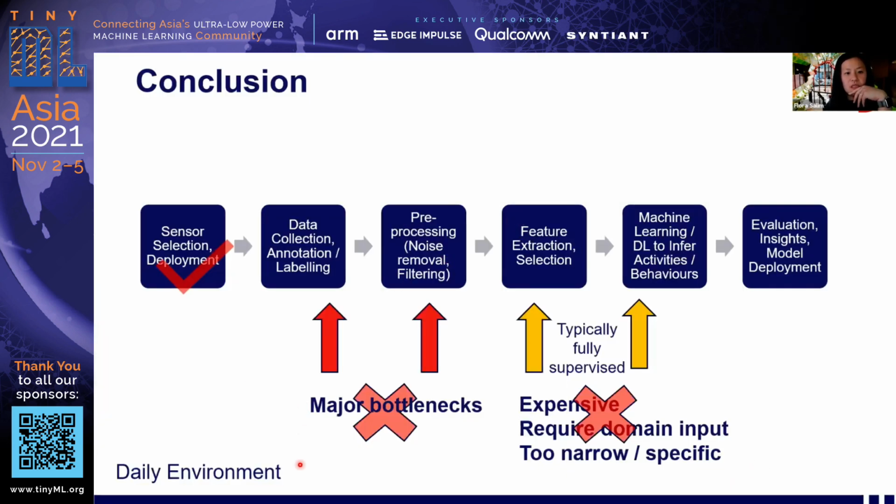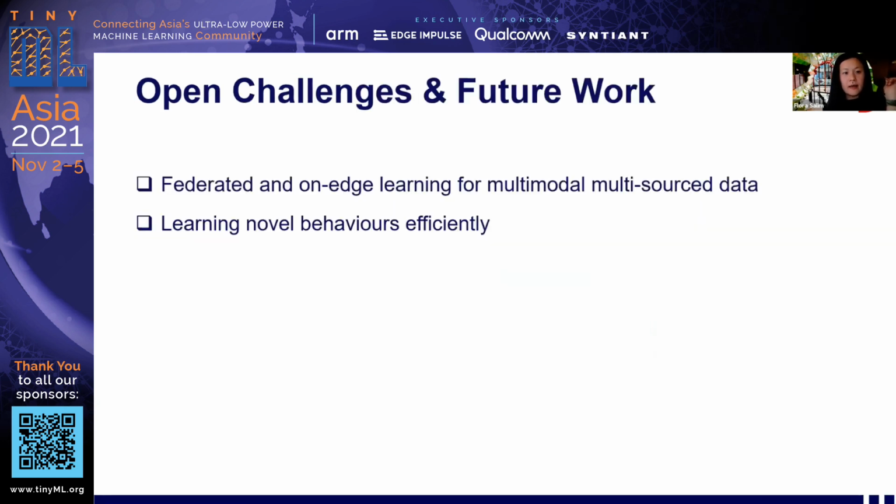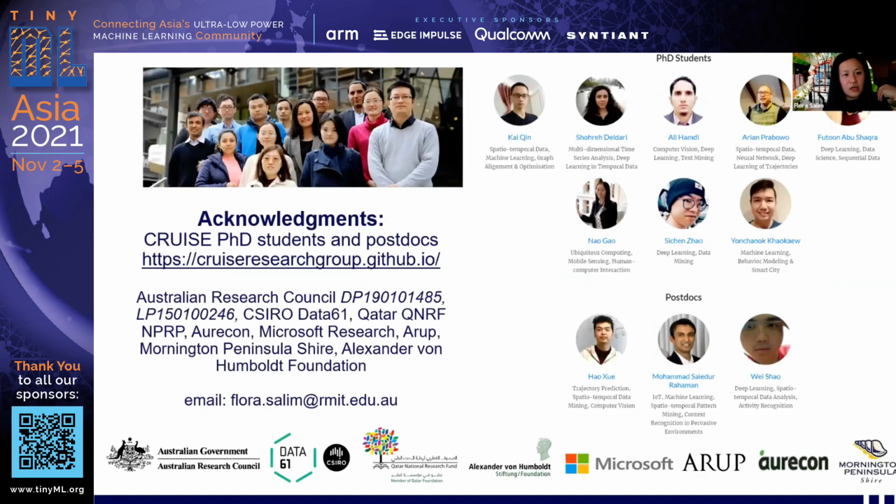We managed to deal with the bottleneck of requiring labeling, and also the aspect of feature extraction and selection requiring domain input, by using self-supervised learning. More work needs to be done for multimodal, multi-source data and how to learn over behaviors efficiently, which I didn't manage to talk about just now because I skipped the slides. I'd like to acknowledge all my students for the great work, and feel free to email me, Flora Salim at RMIT EDU for more details.